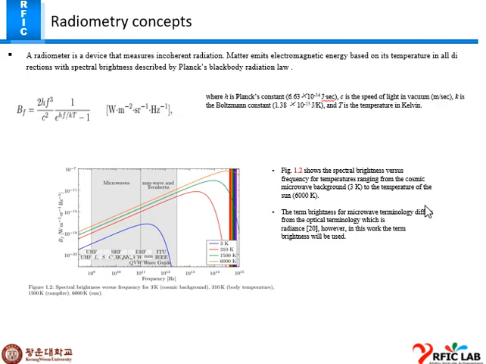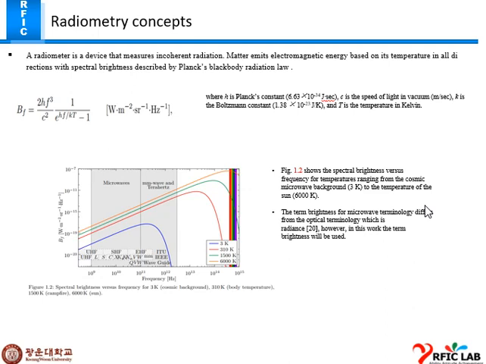The concept of radiometry: the radiometer is a device that measures incoherent radiation. Matter emits electromagnetic energy based on its temperature in all directions, with spectral brightness described by Planck's blackbody radiation law.